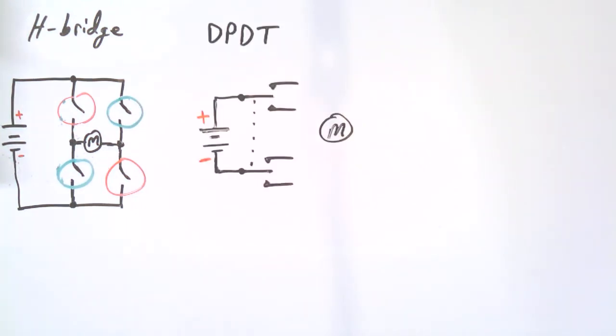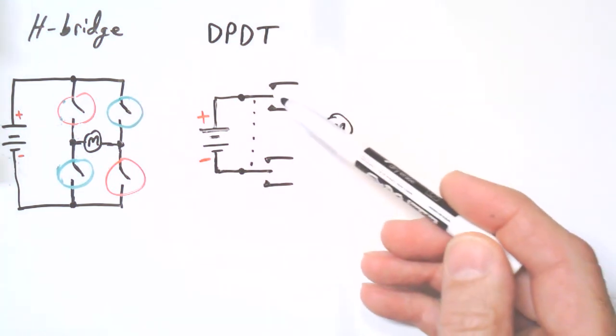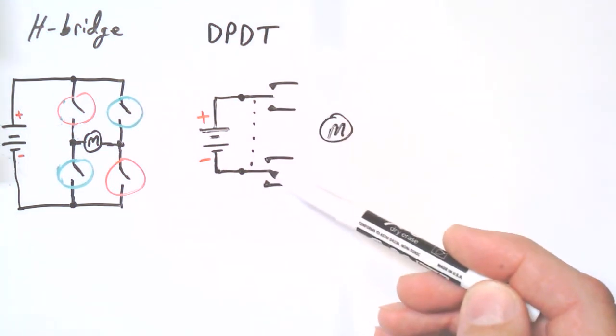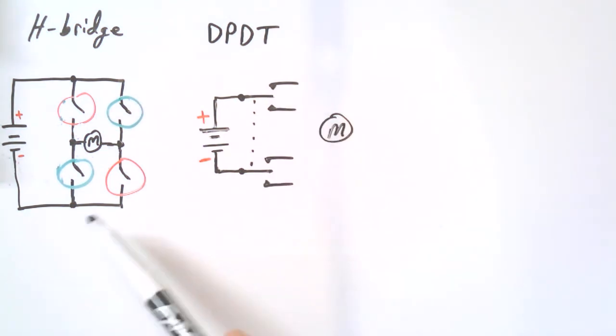This same type of switching action can be implemented with a double pole, double throw switch. Here I have one drawn with a center off position. That way it's very much the same. It can accomplish the same thing as this H bridge. And it is essentially the same thing.